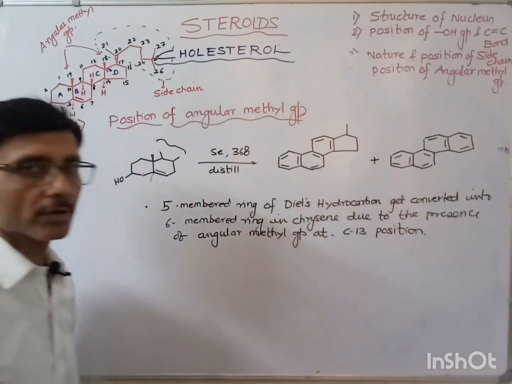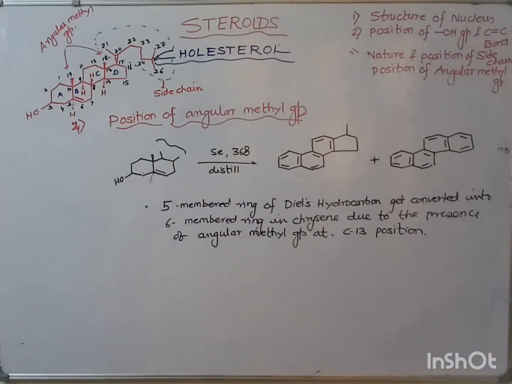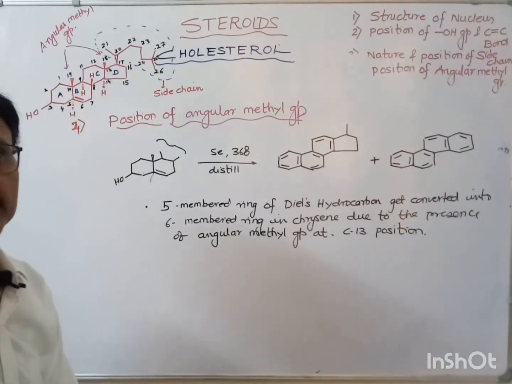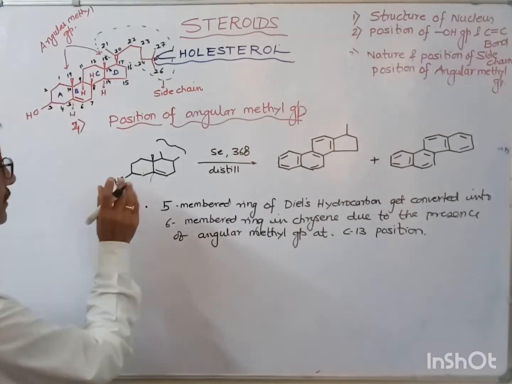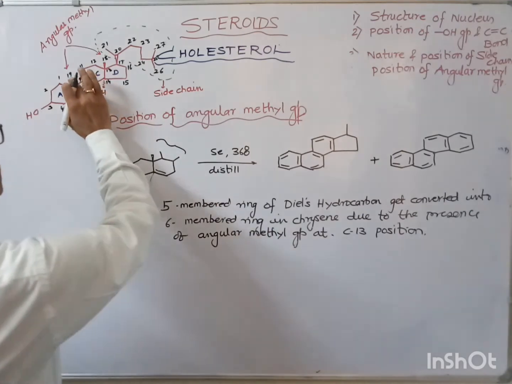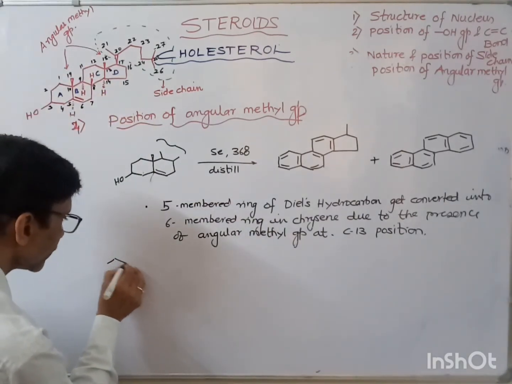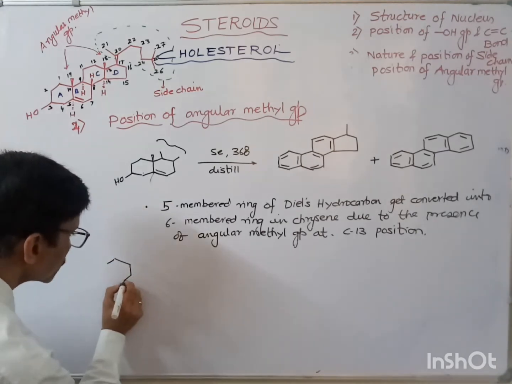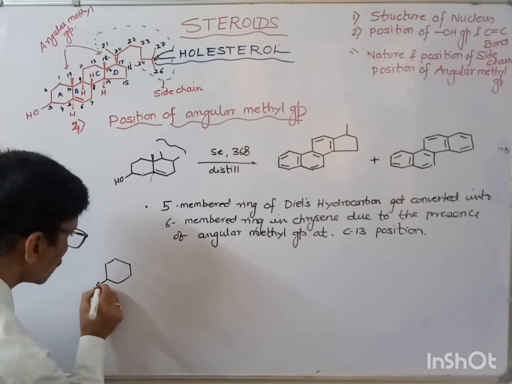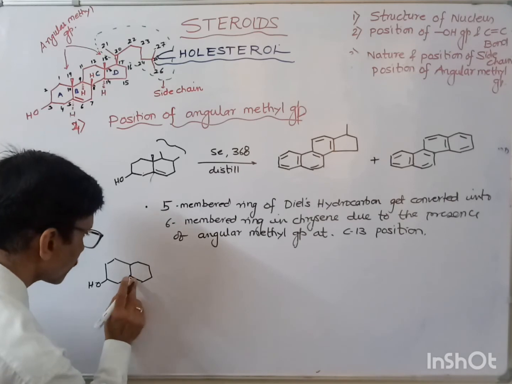Okay, so we have proved one of the angular methyl groups. Now another angular methyl group is present at the C10 position. So let's see the position of this other angular methyl group, and the reaction that was carried out on cholesterol.